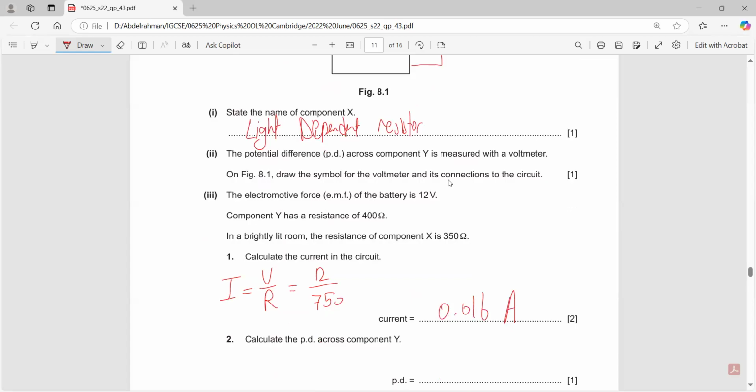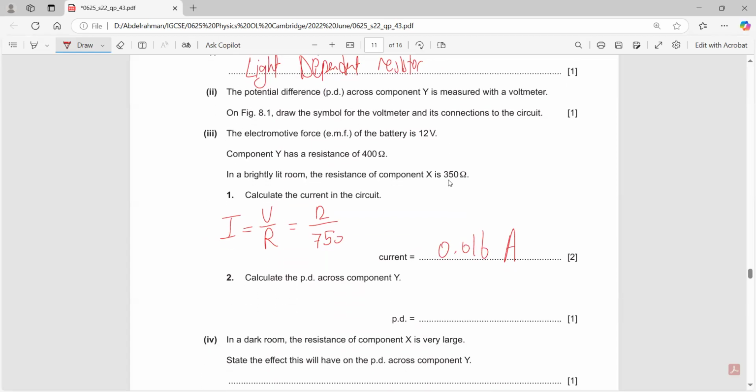Okay. Calculate the potential difference across Y. Can I find V? V equals IR. That's easy. So 0.016 times the resistance of Y, 400. What's this times 400? 6.4 volts. Okay, not bad.